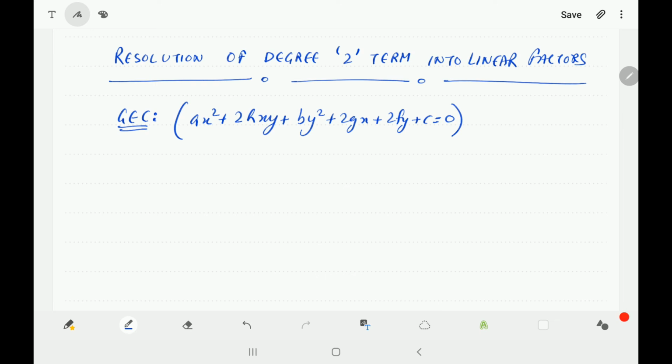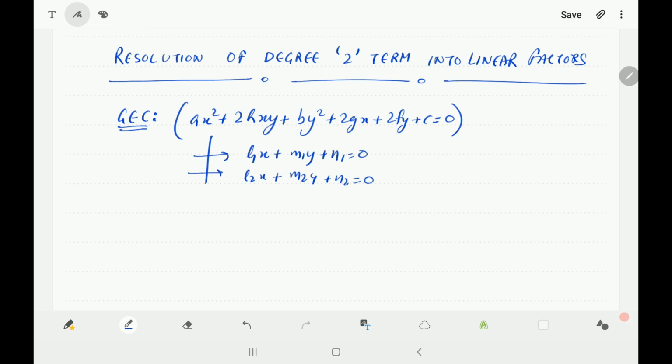Now moving on to the next topic, which is resolution of a degree 2 term into linear factors. So we have a general equation of conic, which is a degree 2 term, a x square plus 2 h x y plus b y square plus 2 g x plus 2 f y plus c equal to 0. Now we want to resolve this degree 2 term into two linear factors, which are L1 x plus m1 y plus n1 equal to 0 and L2 x plus m2 y plus n2 equal to 0.